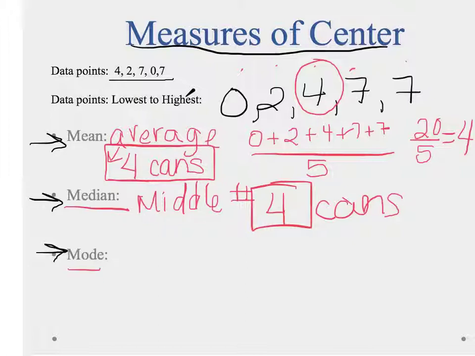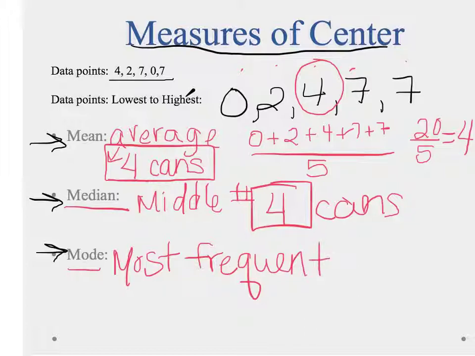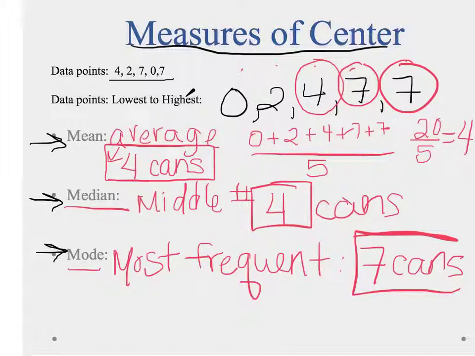And our mode is the most frequent number. And actually, the most frequent number that was responded was 7. So our mode, the most frequent, happens to be 7 cans of soda. And then as we get into statistics, we'll talk about which measure of center is the most accurate. In this case, since both the mean and the median happen to be exactly the same, we would say those are the most accurate.